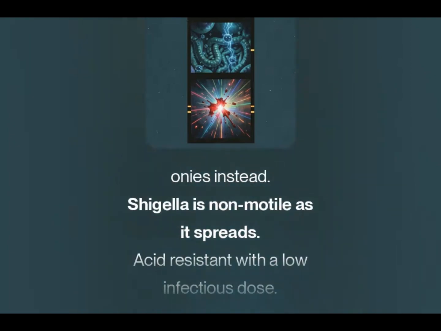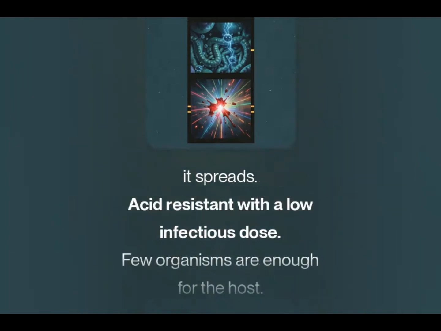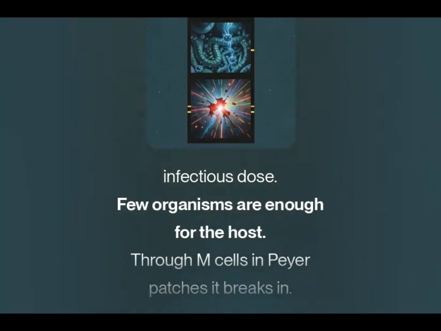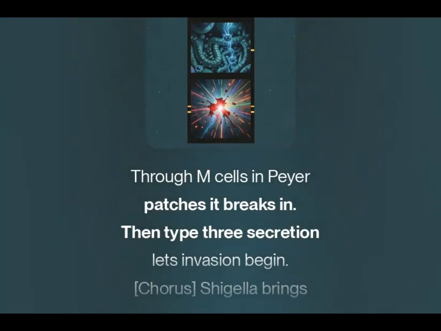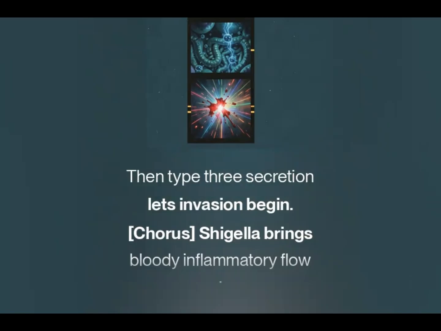Shigella is non-motile as it spreads. Acid resistant with a low infectious dose. Few organisms are enough for the host. Through M cells and Peyer's patches it breaks in. Then type III secretion lets invasion begin.